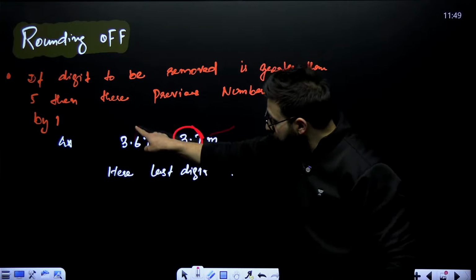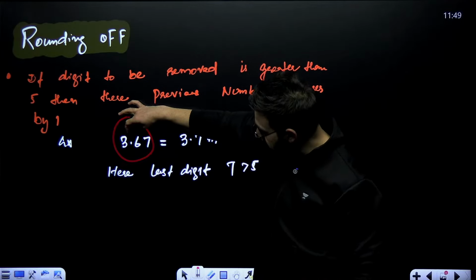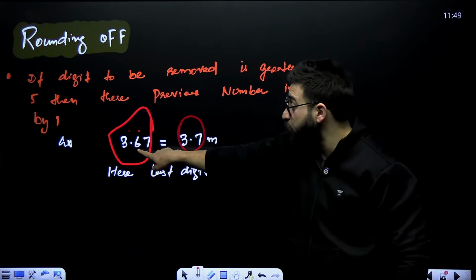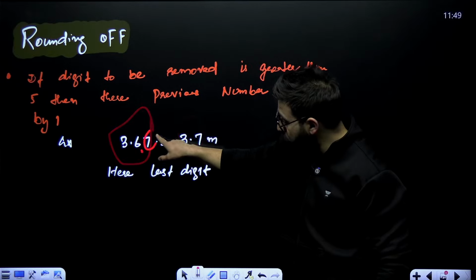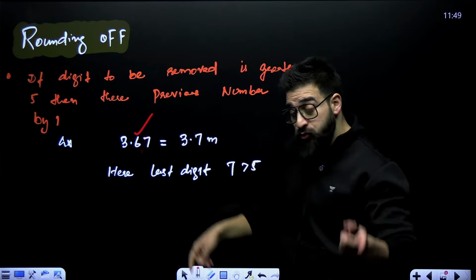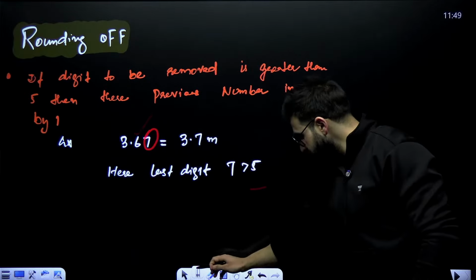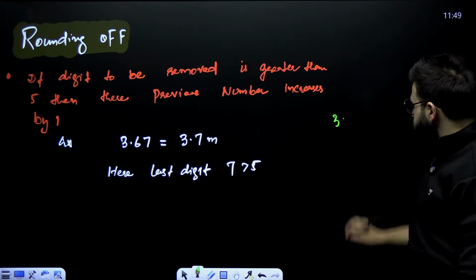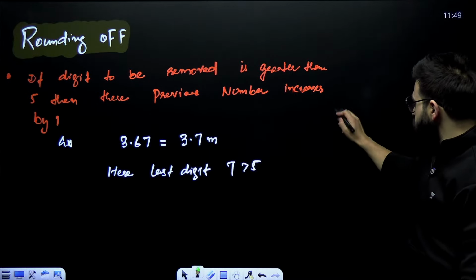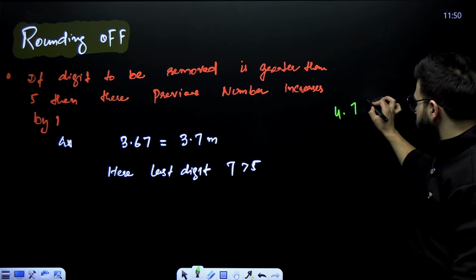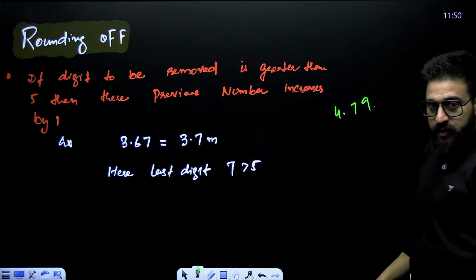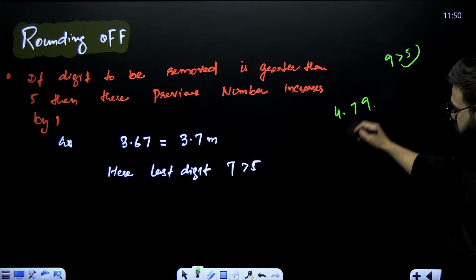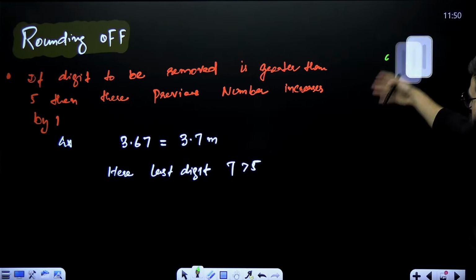If somebody asks you, round off this to 2 digits. How many digits are over here? 1, 2, 3. If you have to round off this to 2 digits, you will be writing 3.7, not 3.6. Why? Because the digit you want to remove is greater than 5, so the previous number has to increase by 1. Let's suppose it is 4.79. Round off to 2 digits. The last digit is greater than 5, so the previous digit increases by 1. So it will be 4.8.